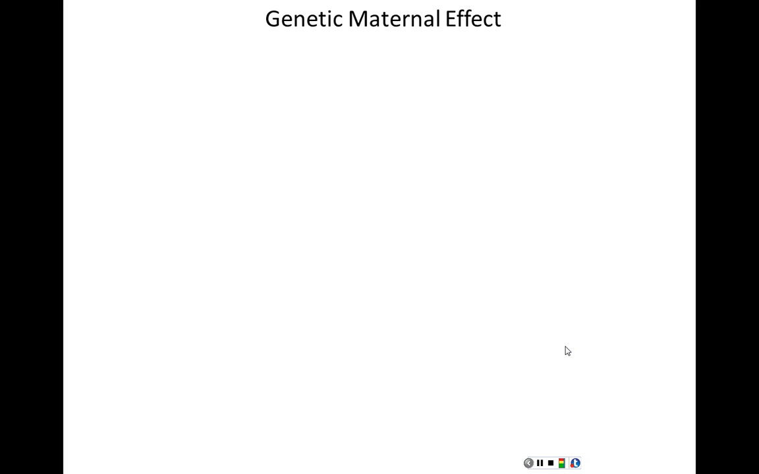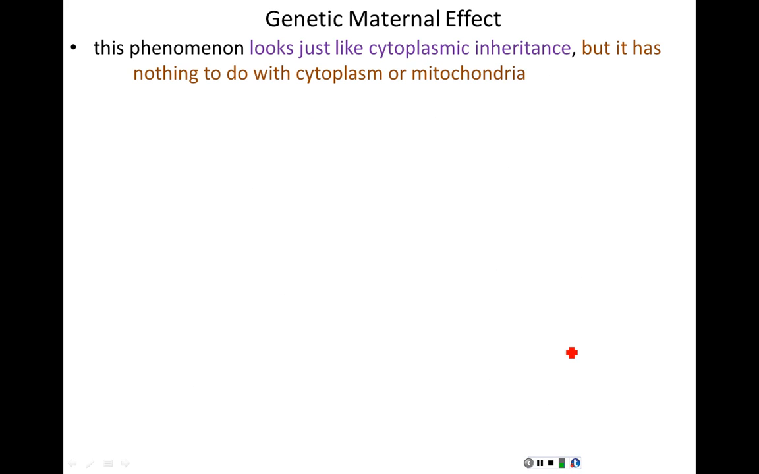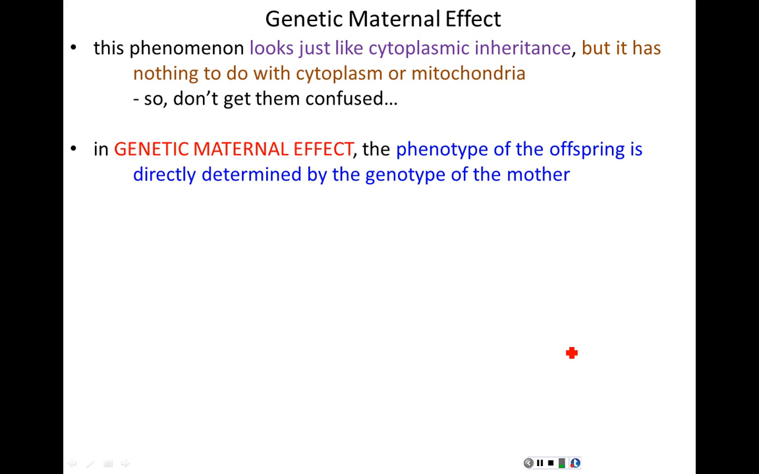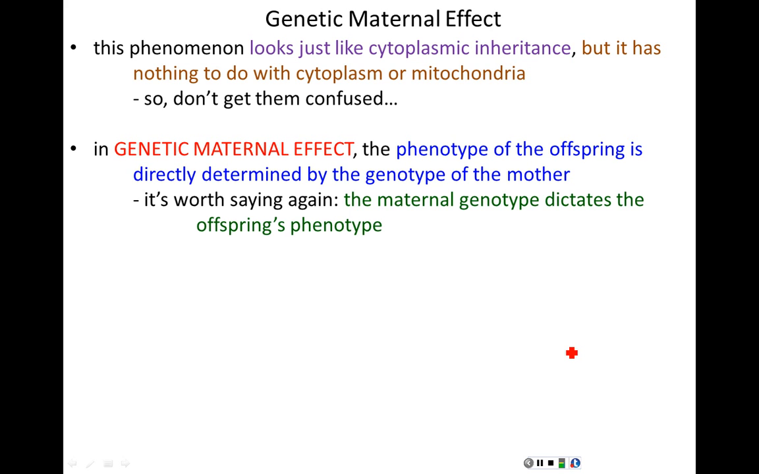There's another phenomenon called genetic maternal effect. This phenomenon looks just like cytoplasmic inheritance. Things are inherited from mom and mom only, but it has nothing to do with mitochondria or cytoplasm, so don't get these confused. In genetic maternal effect, you have nuclear encoded traits that are found on the normal genome of the nucleus. But the phenotype of the offspring is directly determined by the genotype of the mother.